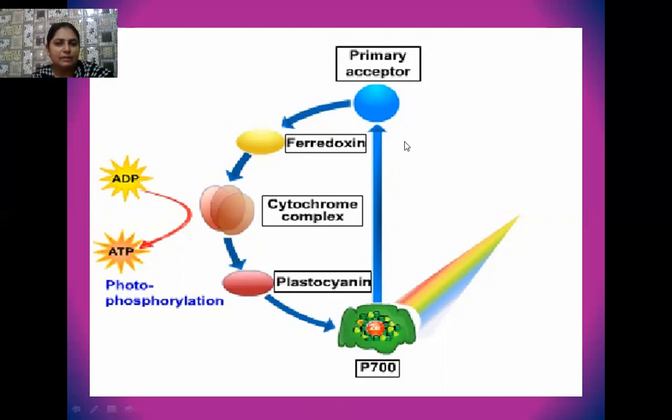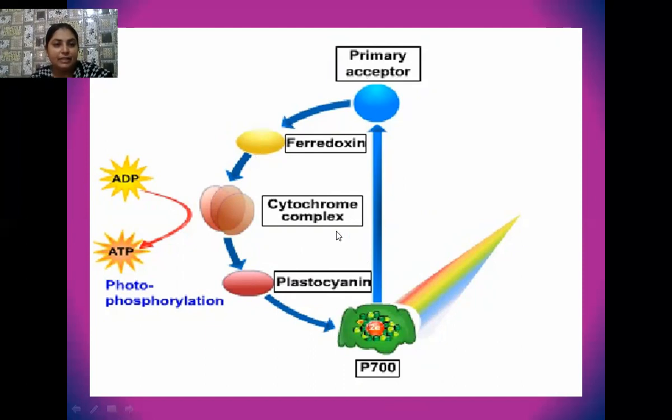So what is the common thing about this cyclic photophosphorylation? The electron starts its journey from photosystem 1, P700, and after passing through so many electron acceptors, it finally reaches the same place, that is P700. In this way, the electron does its journey in the form of a circular motion. So that's why it is known as cyclic photophosphorylation.